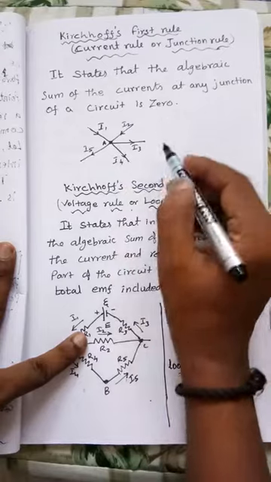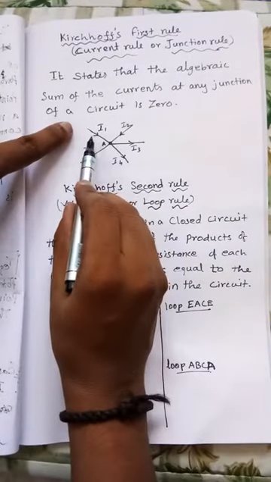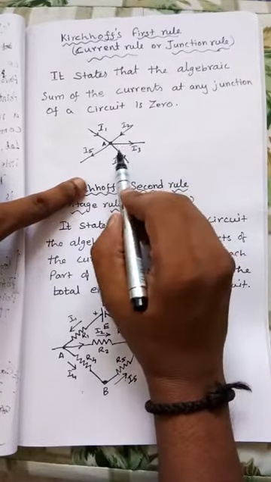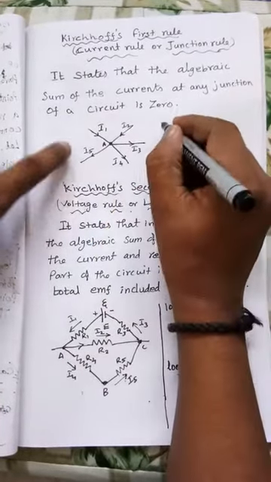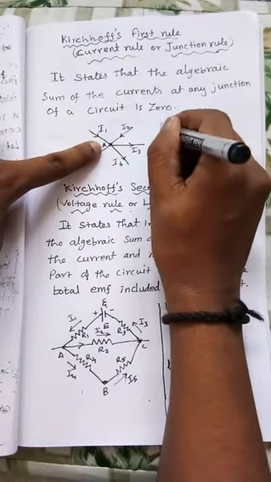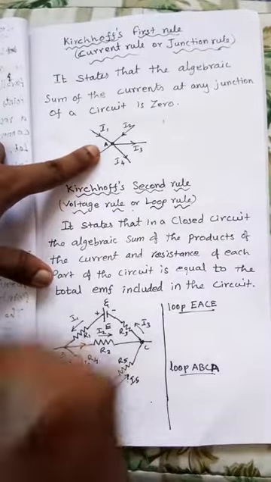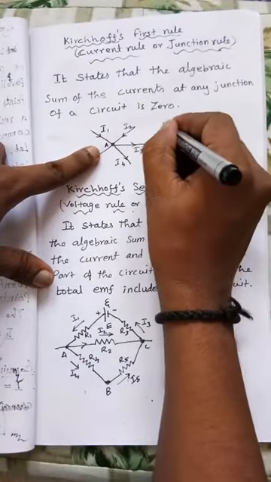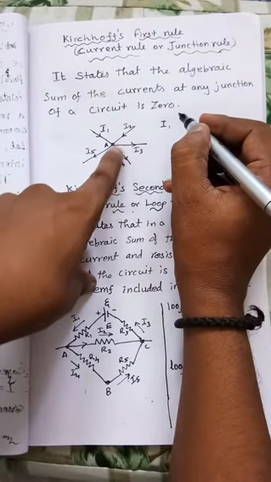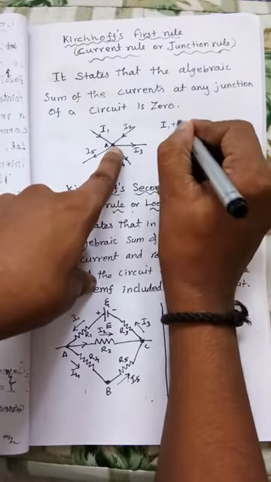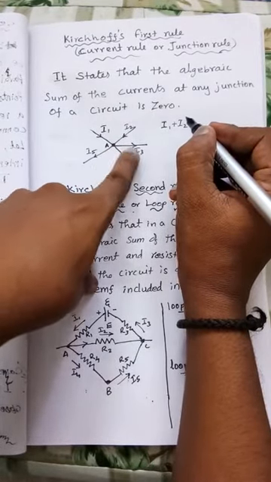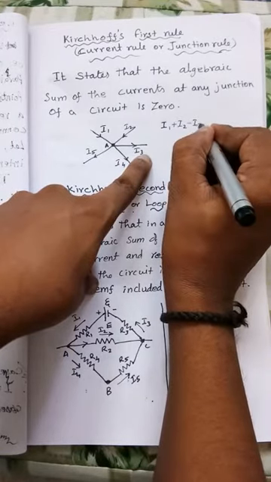See how to define the first law. The current towards the junction you take as positive. The current away from the junction you take as negative. So first I1 current, then I2 current towards the junction, so plus I2. I3 current is away from the junction, so minus I3.